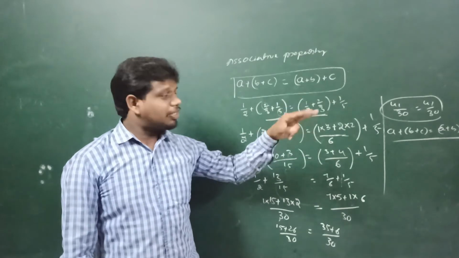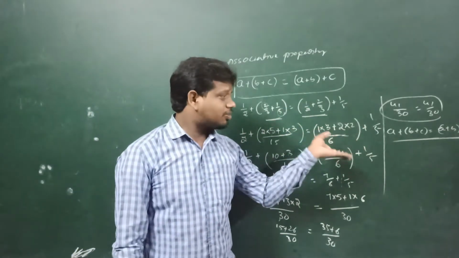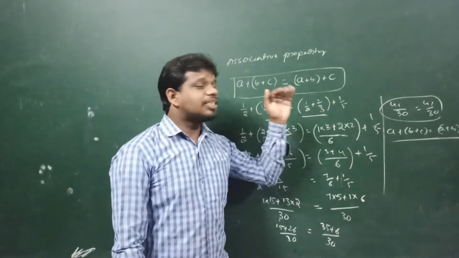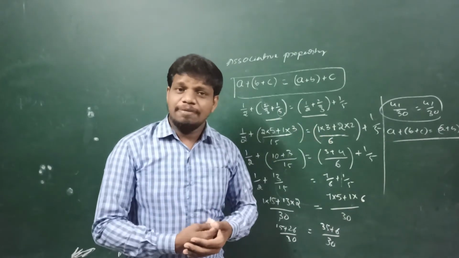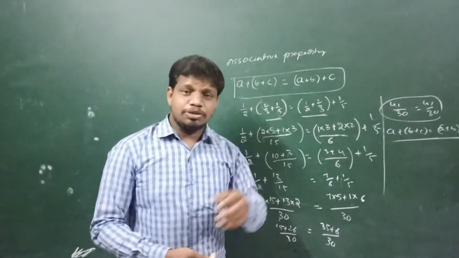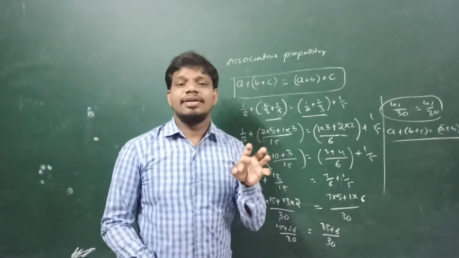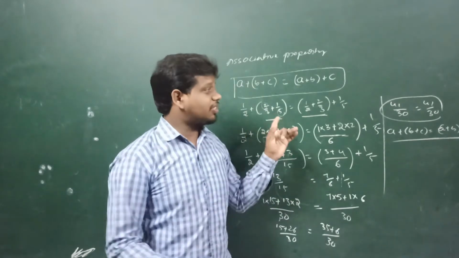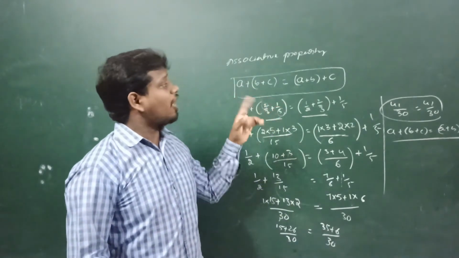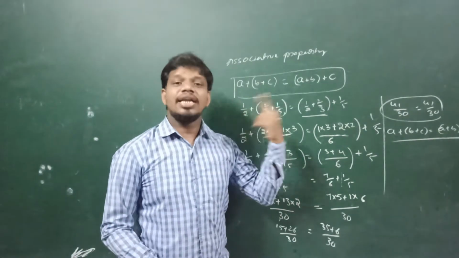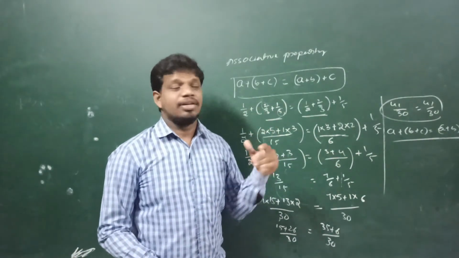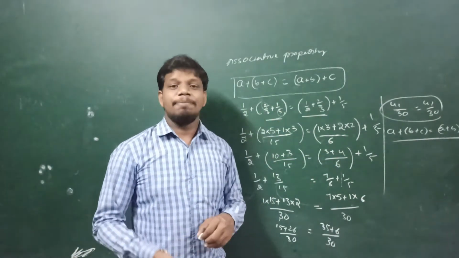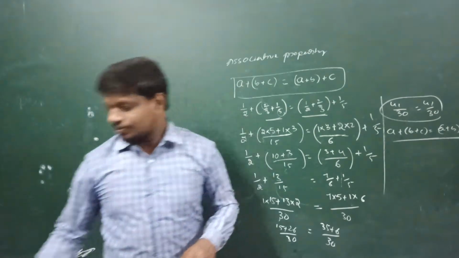So is it possible or not? Possible. So that's why what can we say? The rational numbers satisfy which property? Associative property under addition. So this is about the associative property of rational numbers under addition. Okay children? Then we'll discuss the additive identity.